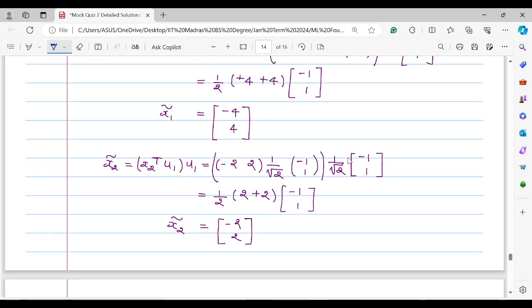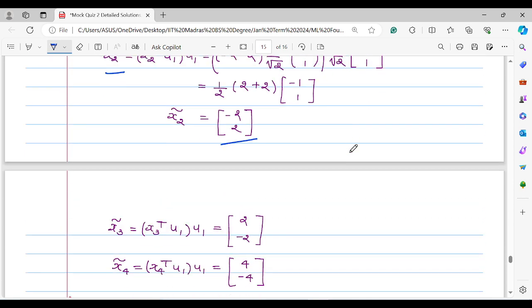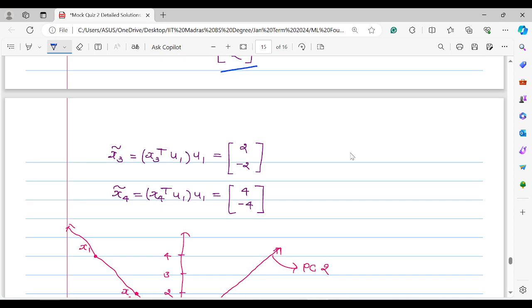So similarly we can calculate x2 tilde. x2 tilde is also (minus 2, 2), which is the same as our original data point. You can similarly calculate x3 tilde and x4 tilde, which are the same as x3 and x4.